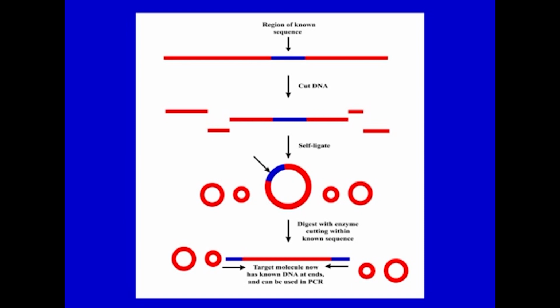Now, what is done is it is digested with an enzyme which cuts within the known sequence. So, first you have circularized it, and there is a known region in this particular place which was at the center earlier, and it is being cut within the known sequence. When you cut it within the known sequence and linearize it, this known sequence which was at the center is now at the ends, and then primers against this could be utilized. Since you have known DNA ends, this could be utilized for PCR amplification. This was about inverse PCR.